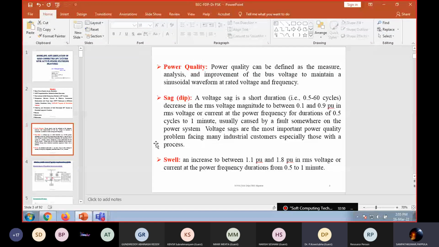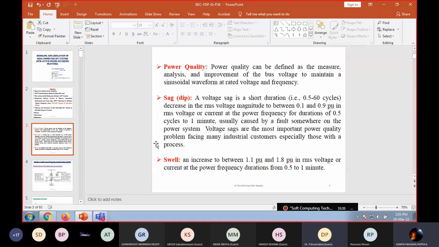The duration is 0.5 to 60 cycles, with a decrease in the RMS voltage magnitude between 0.1 and 0.9 per unit in RMS voltage or current at the power frequency, for the duration of 0.5 cycle to 1 minute, usually caused by a fault somewhere on the power system. Voltage sags are the most important power quality problem facing many industrial customers, especially those with processors.